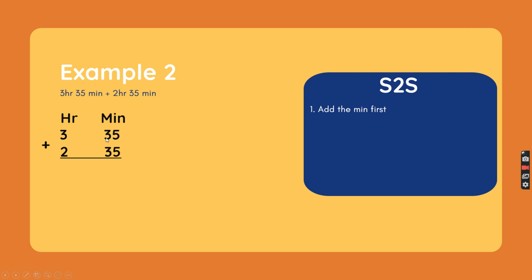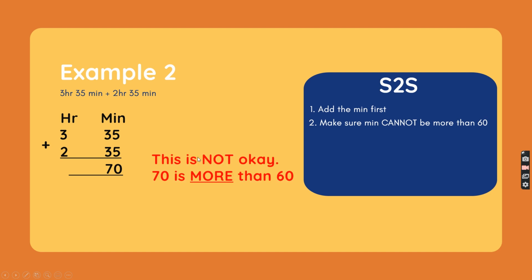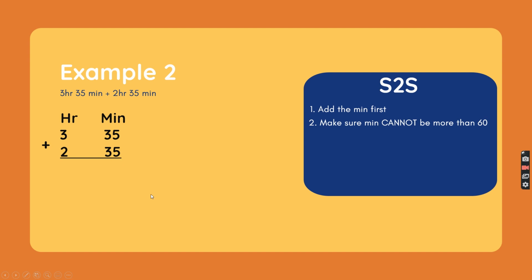So 1 plus 3 is 4. 4 plus 3 is 7. So we have 70. Now remember, for our S2S for number 2, we need to make sure that min or minute cannot be more than 60. Now we have 70 right here. So this is not okay. 70 is more than 60. We have to do something about this. So what do we need to do?